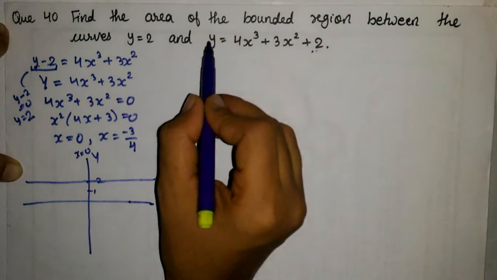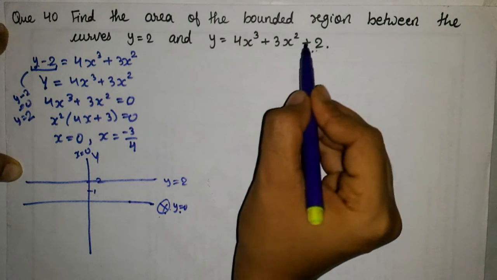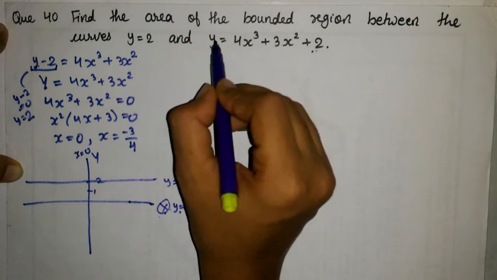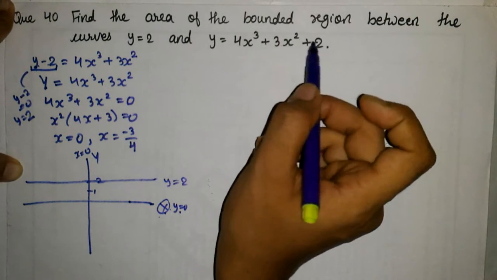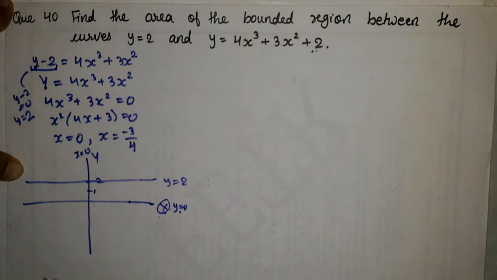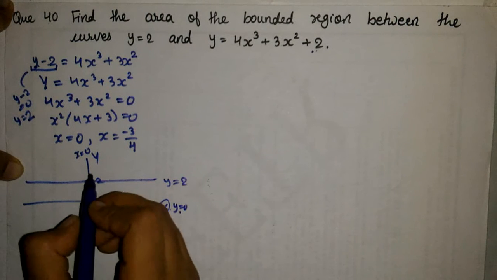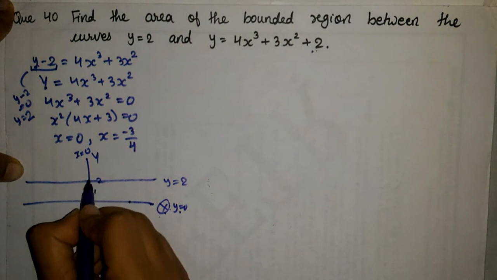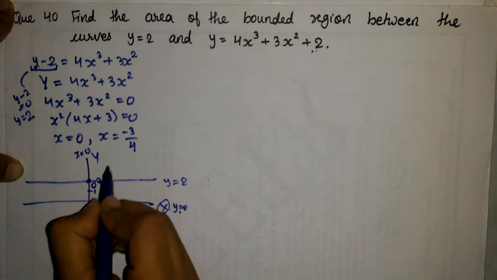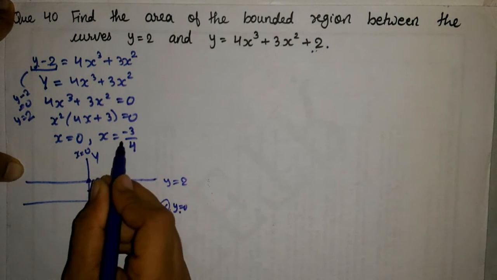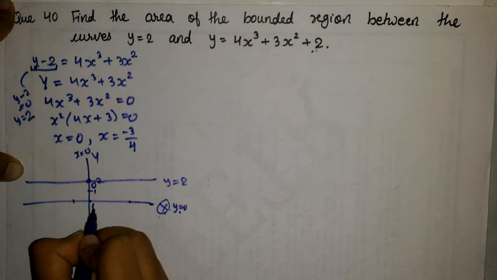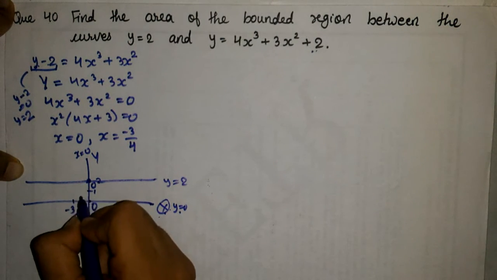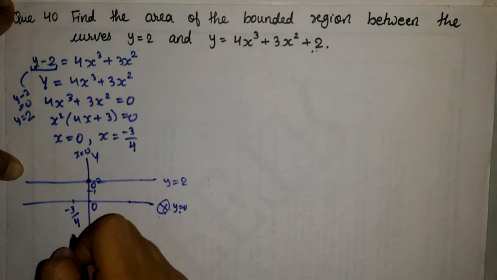This question is tricky because of how to draw the diagram. We cannot directly draw the diagram by equating to 0 and finding the roots. So this is the proper method to draw the diagram. So here we got y equal to 2. Now the intersecting points are x equal to 0, this one, and x equal to minus 3 by 4, which will be somewhere here. So this way we have to draw the diagram.